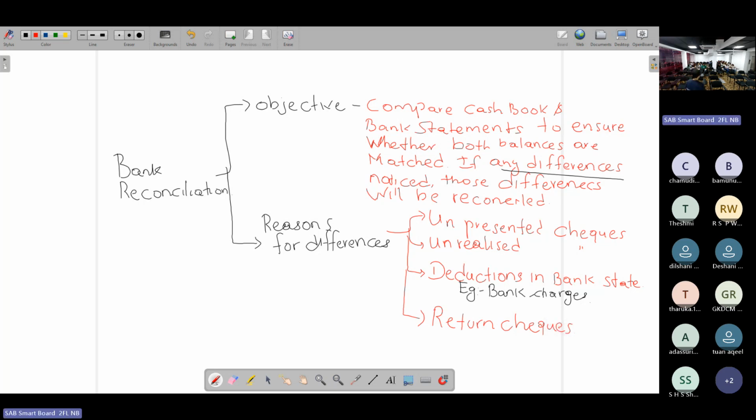Okay, return checks. First it will be updated in the bank, and then only you can identify. So return checks. First, you have made the payment and you are thinking that it is already paid, but for certain reasons it has been returned. Once you receive the bank statement only, you can get to know. So first, return checks transactions will be updated in the bank statement. Very rare situation, bank errors.